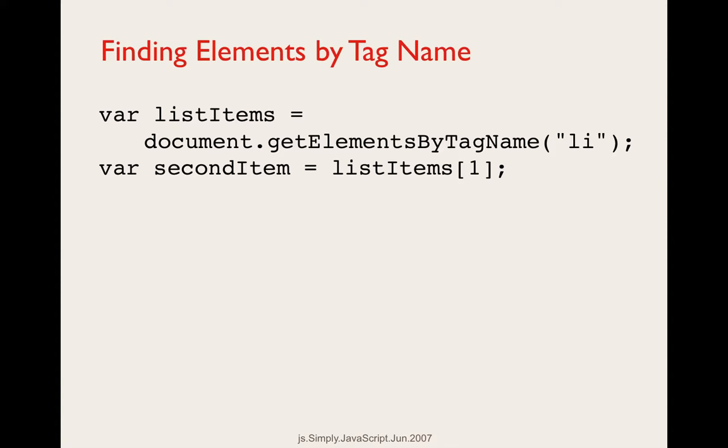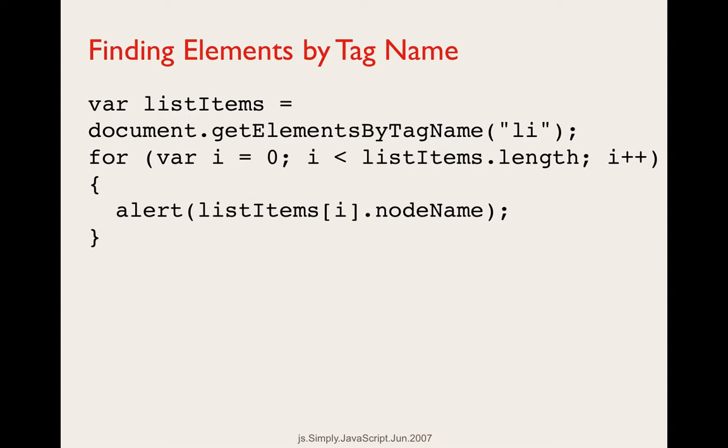So variable listItems equals document.getElementsByTagName, and in this instance, we're looking at all the list items. And then we're going to say, let's look at just the list items in the second one. It can be a little bit confusing. Just think about it. Now, variable listItems equals document.getElementsByTagName list items. Again, we're looking for list items.